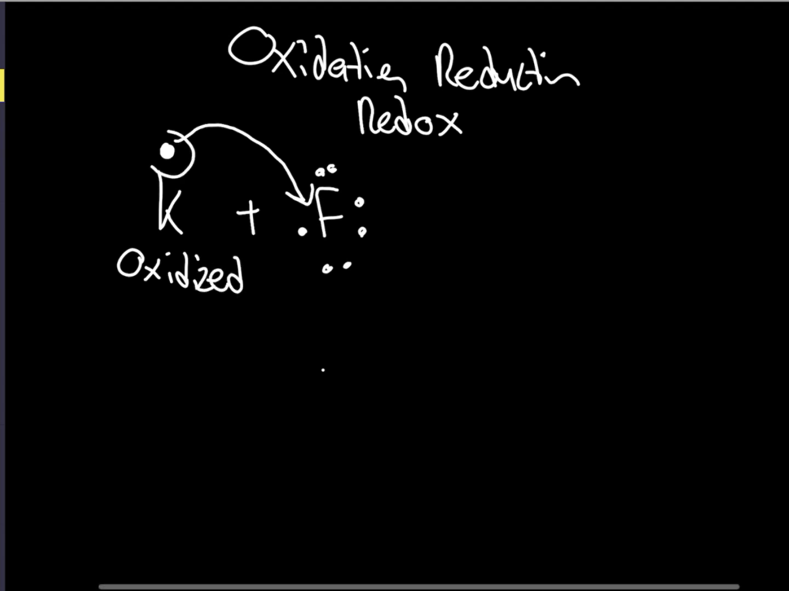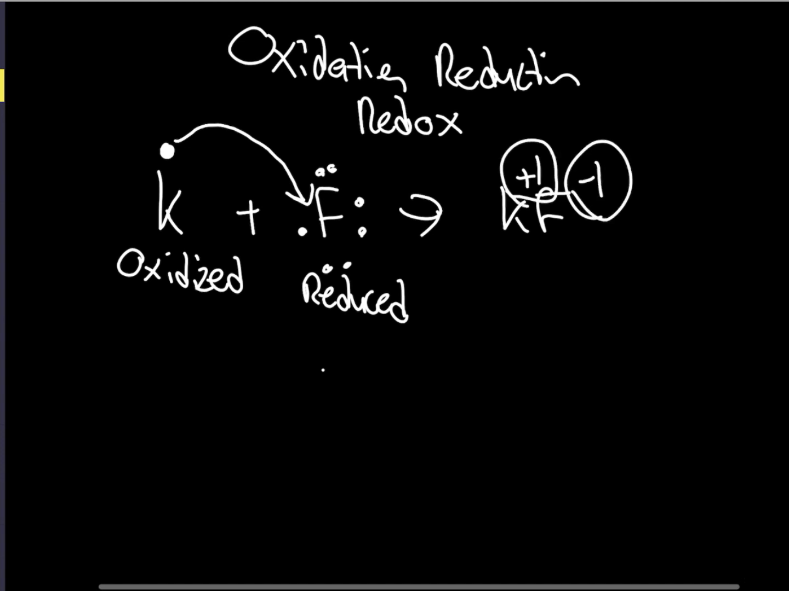So when something loses an electron, it's being oxidized. And when something is gaining an electron, that thing is being reduced. When these combine, they form potassium fluoride. You can see how the potassium has a +1 charge, while the fluorine has a -1 charge, so the charges balance each other out in this reaction.